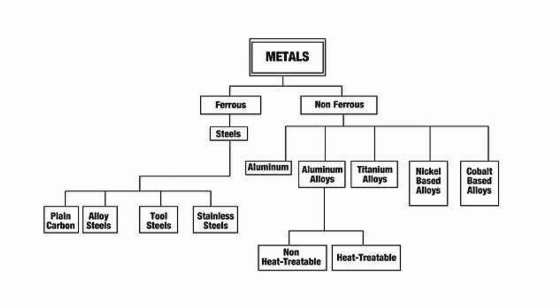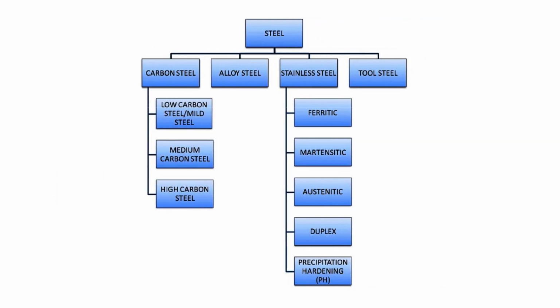Steels themselves are categorized into plain carbon, alloy steels, tool steels, and stainless steels. And an interesting side note for non-ferrous metals: some, like certain aluminum alloys, are non-heat treatable, while others are heat treatable. Coming up, we'll discuss the different types of steel in a bit more detail. We have carbon steel, alloy steel, stainless steel, and tool steel.